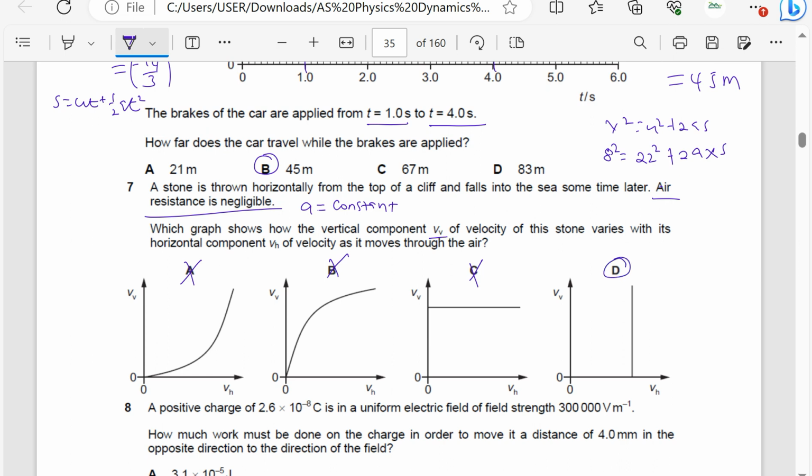So the answer is going to be D, because velocity in the horizontal is constant, that is a vertical line, but velocity in the vertical is increasing, so we'll have the line going upwards in the vertical, but in the horizontal it is not changing, it is just at a fixed value. So velocity in the horizontal is constant, because the only force acting is in the vertical, that is force due to gravity. Velocity in the vertical is the one which increases. So the answer is D.